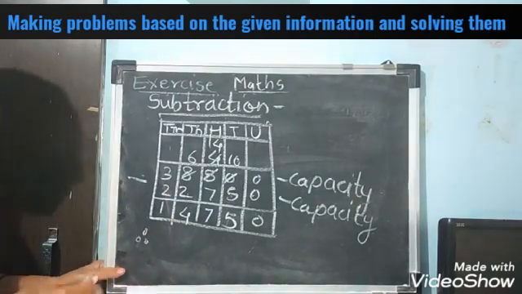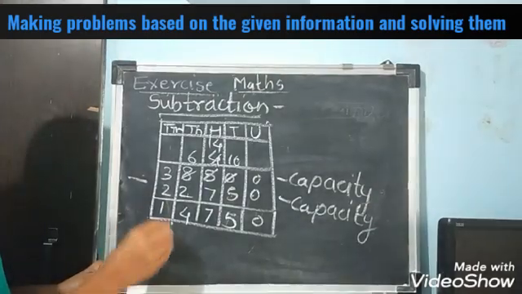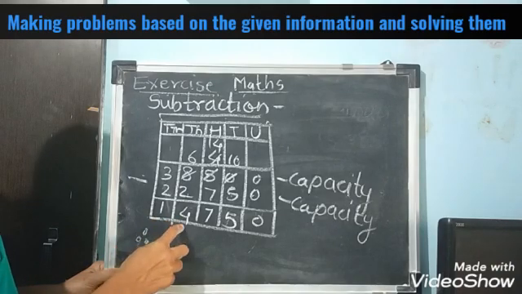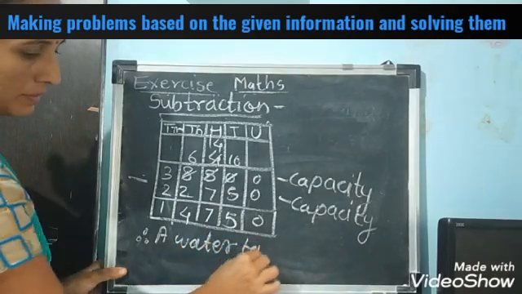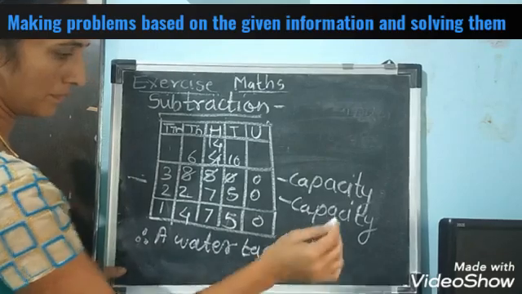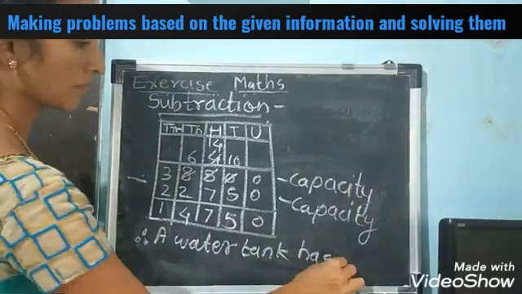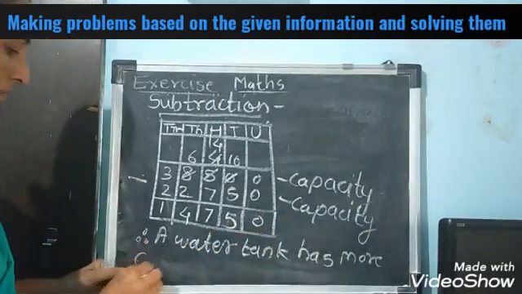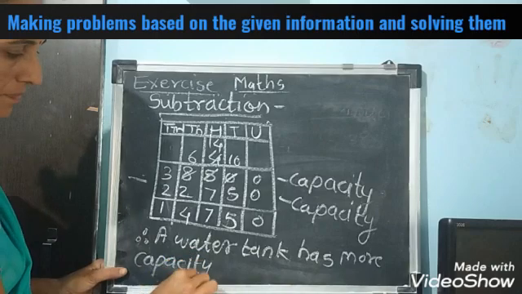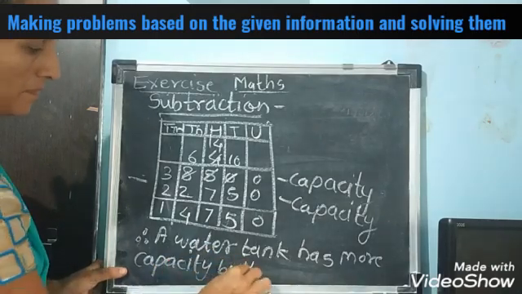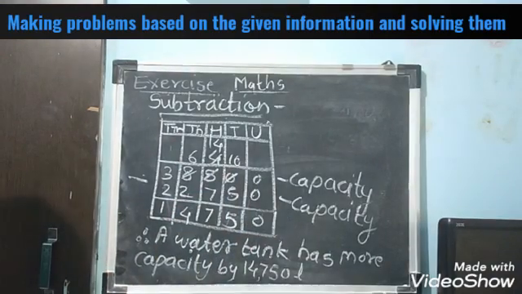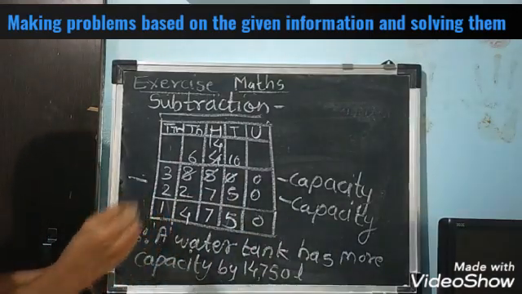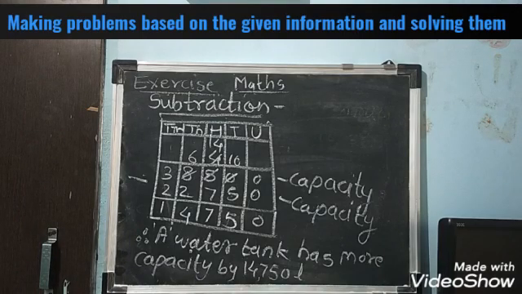Therefore, A water tank has more capacity by 14,750 liters. In this way, we have finished this exercise.